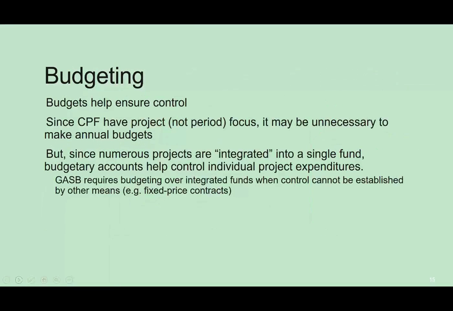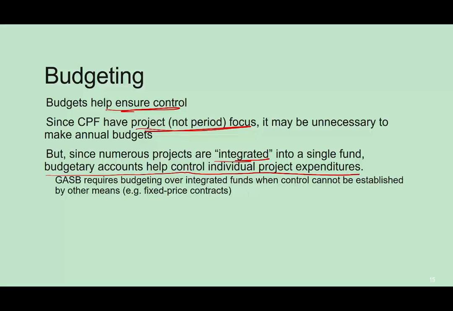Budgeting. Now bear in mind, budgeting helps ensure control, because that's the purpose of budgeting. Since the capital project fund has a project focus, not a period focus, it may be unnecessary to make an annual budget. So you don't have an annual budget because the project is not annual. It's based on a project. When you are building a road, it may take you three and a half years, so it's not every year you will do the budget again. You will do the budget right from the get-go. But since numerous projects are integrated into a single fund, budgetary accounts help control individual project expenditure.